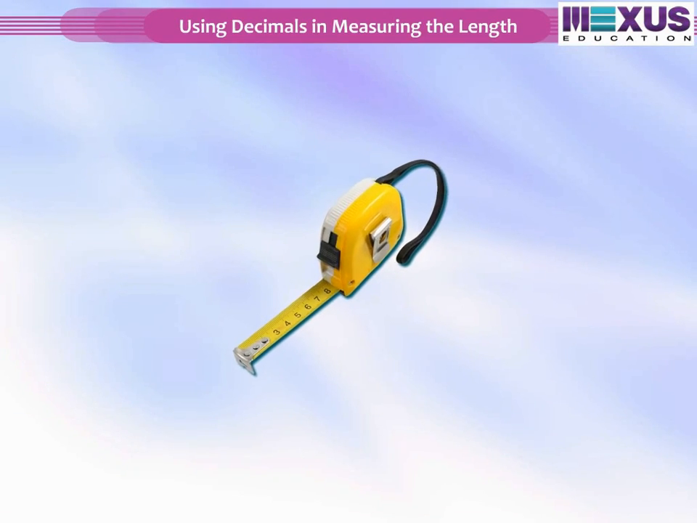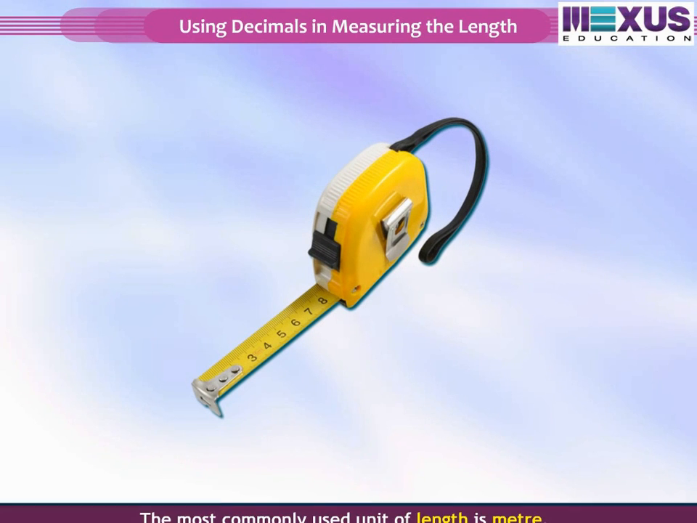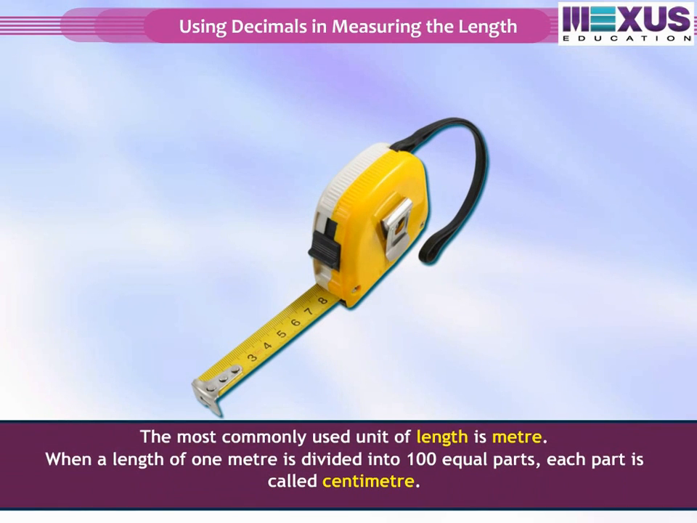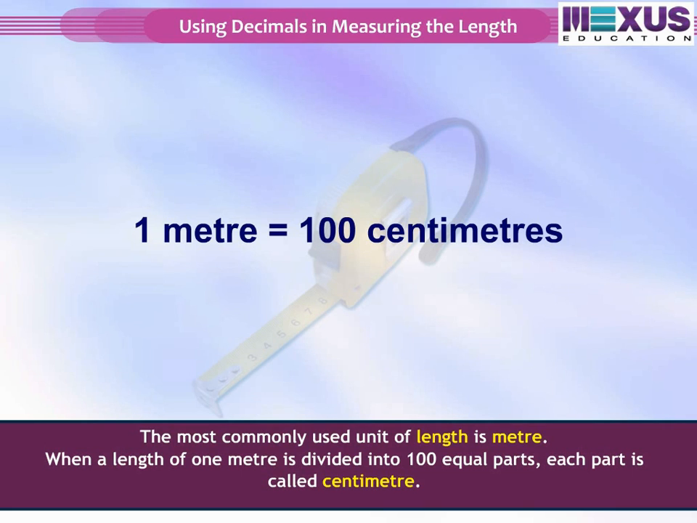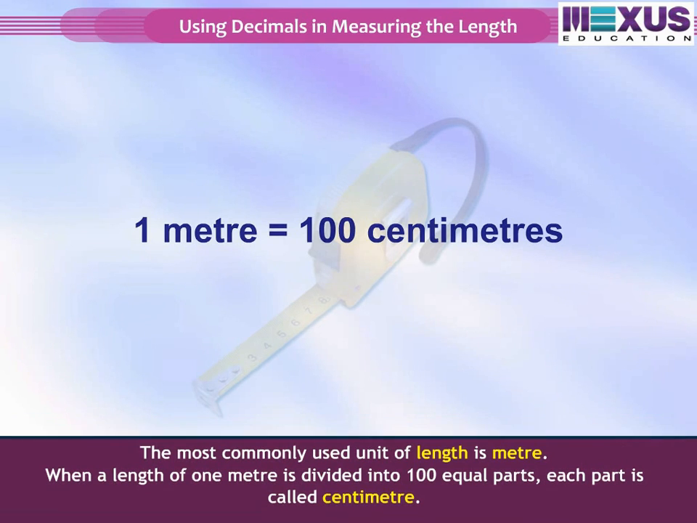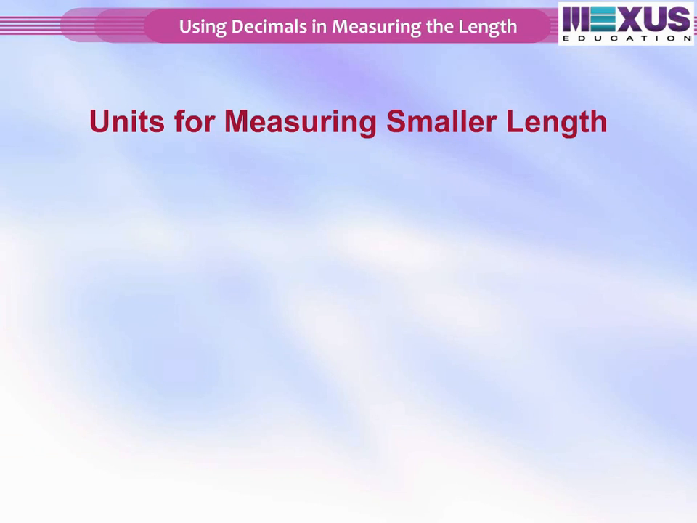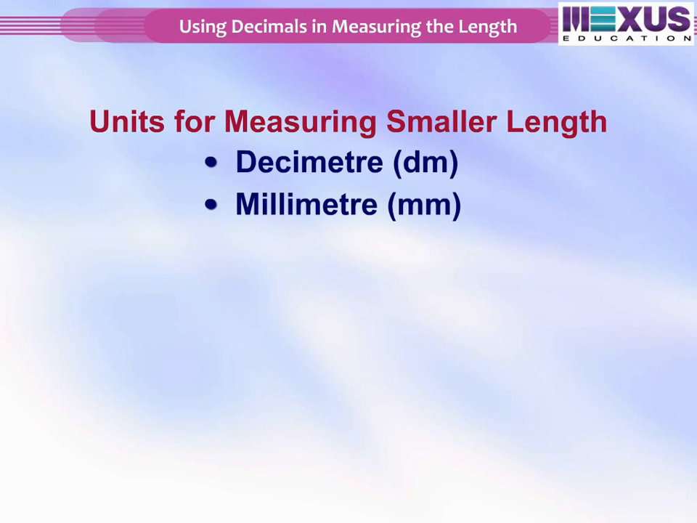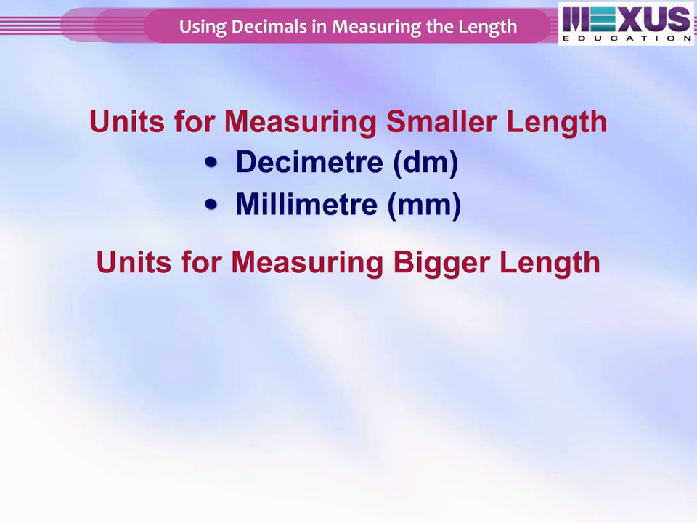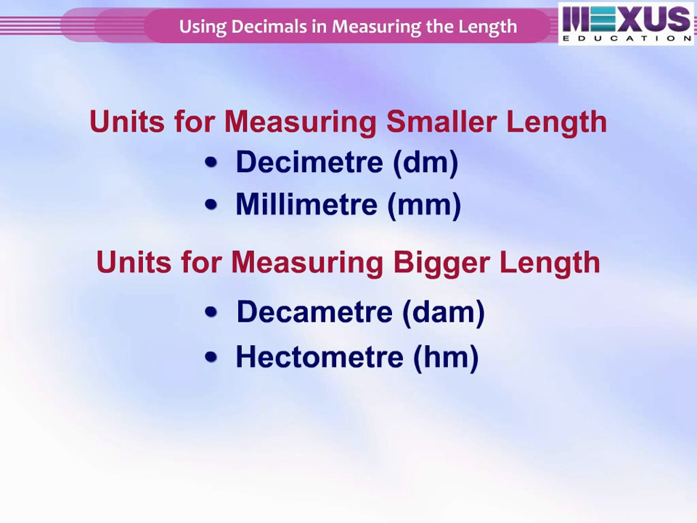While writing measurement, we often use decimals. The most commonly used unit of length is meter. When a length of 1 meter is divided into 100 equal parts, each part is called centimeter. The other units for measuring smaller length are decimeter, millimeter, etc. And for measuring bigger length are decameter, hectometer, kilometer, etc.